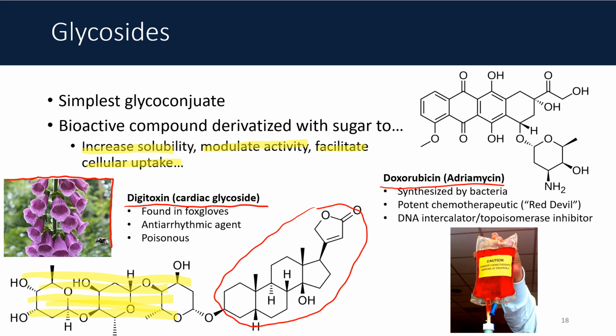multiplying. This part of the drug is going to intercalate and bind the base pairs of the DNA, and the sugar is going to help with the uptake and help that molecule bind the phosphate backbone. This compound is also deeply red colored and has some pretty nasty side effects, so lots of medical professionals like to call it the red devil.